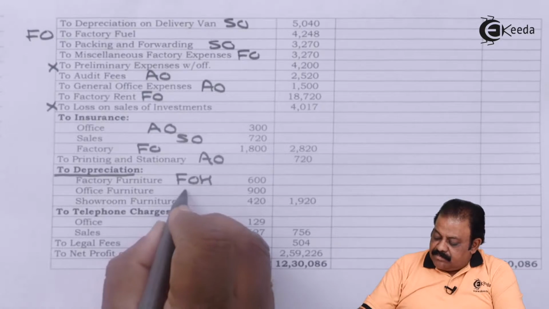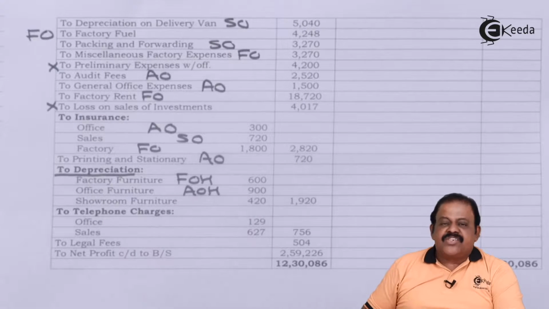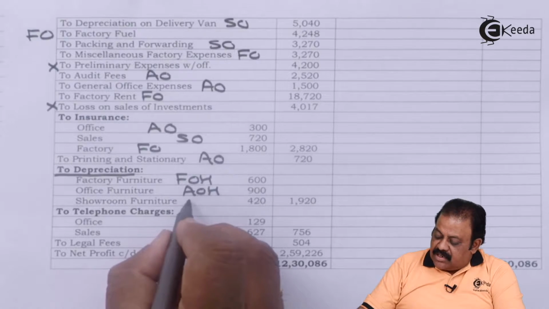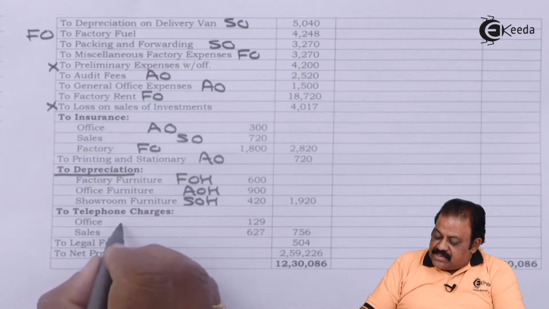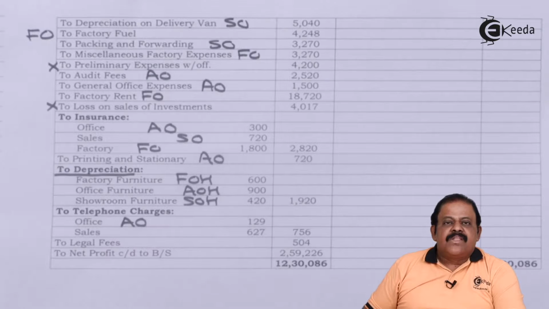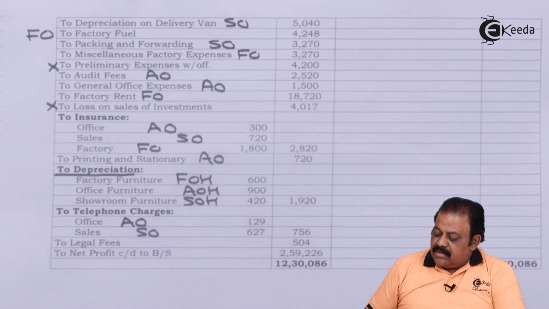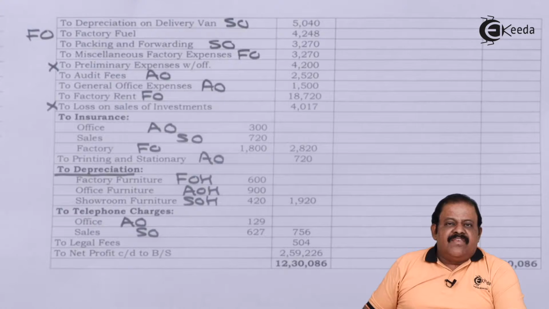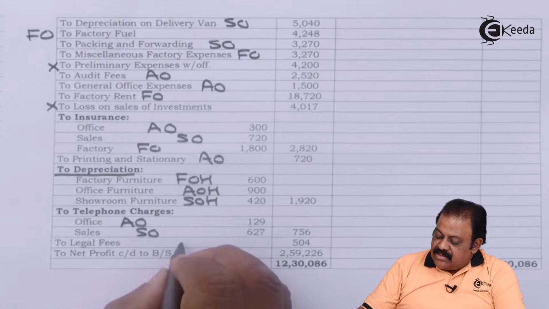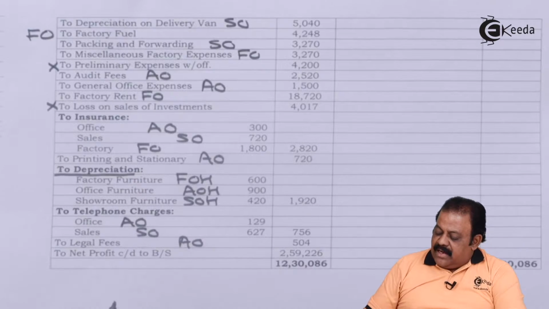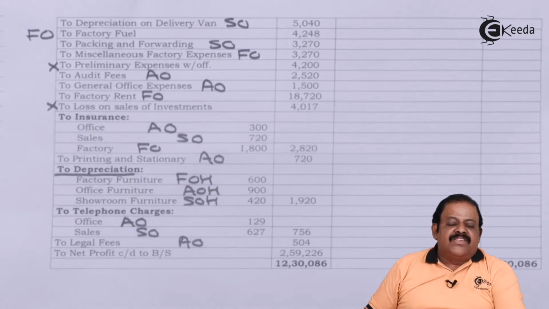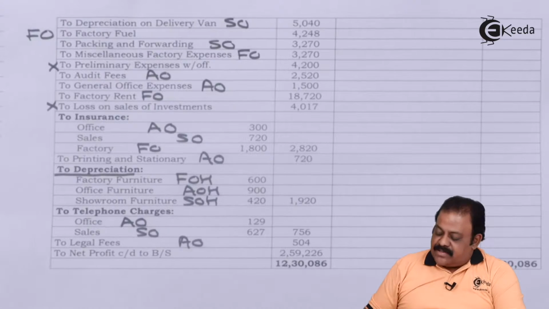Office furniture, administration overheads. Showroom furniture, selling overheads. Telephone charges, office, administration overheads. Sales, selling overheads. Legal fees, if legal fees is taken as administration overheads, it will be recorded in cost sheet also. If legal expenses are abnormal items, then they are not recorded in cost sheet. Here we assume that legal fees is of normal nature, so it will be treated as administration overheads.